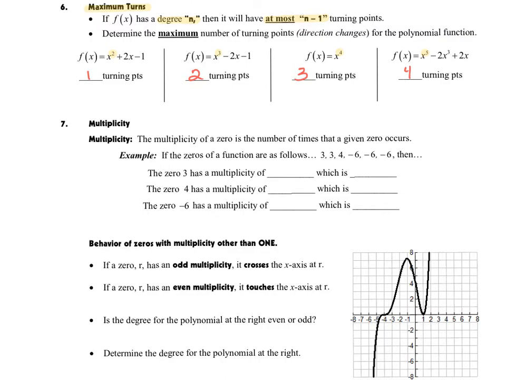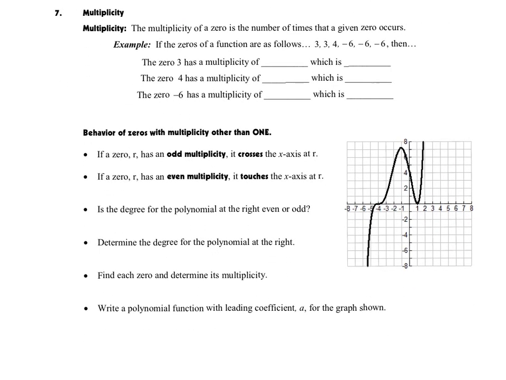Next, we're going to look at multiplicity. Multiplicity is the number of times that a particular zero occurs. So what we're looking for is repetition. That's all multiplicity is telling us: it's the repetition of a particular zero.